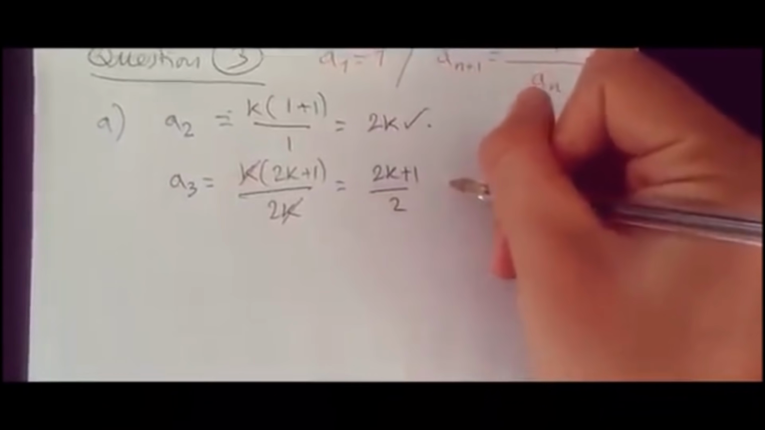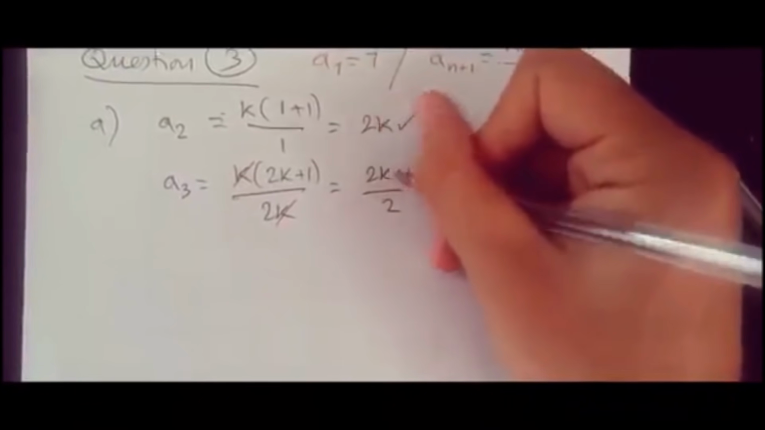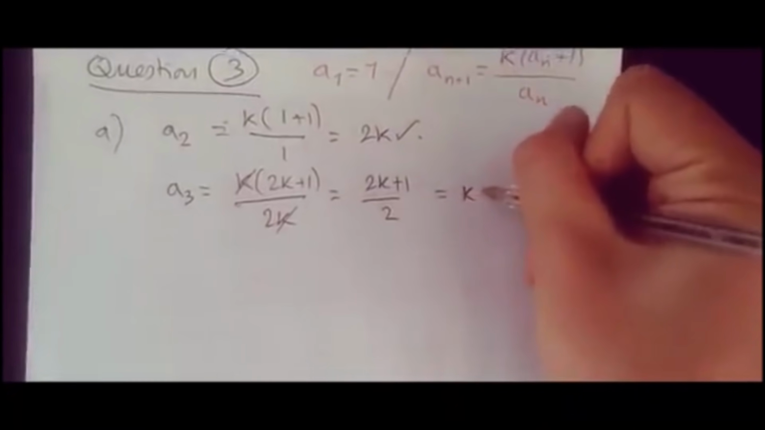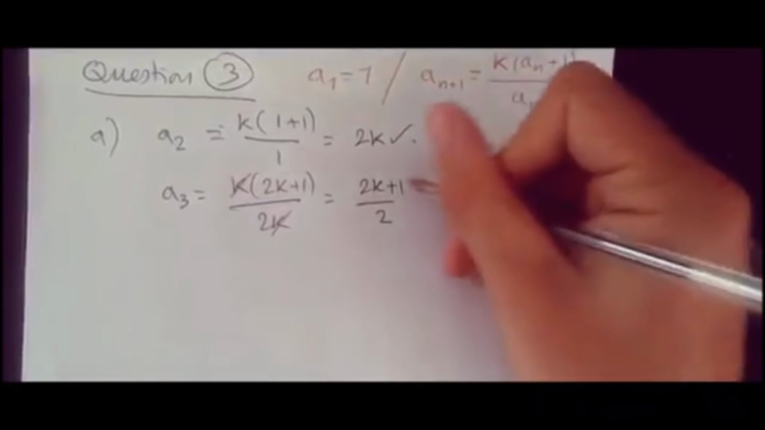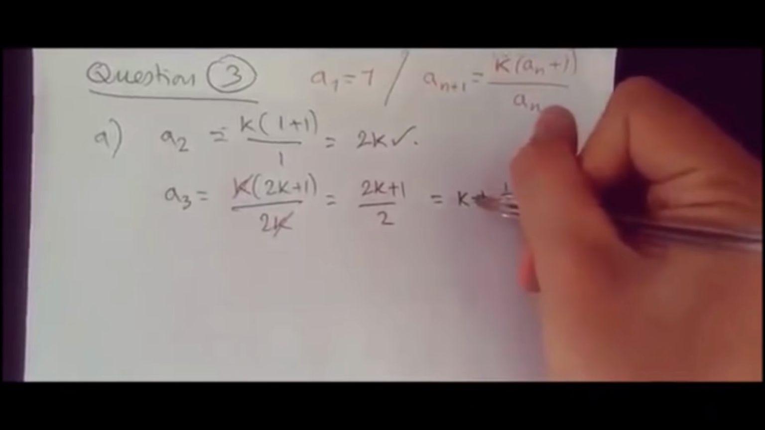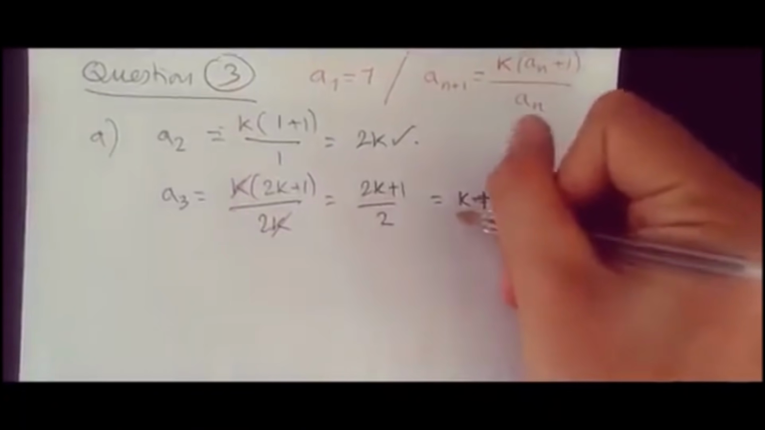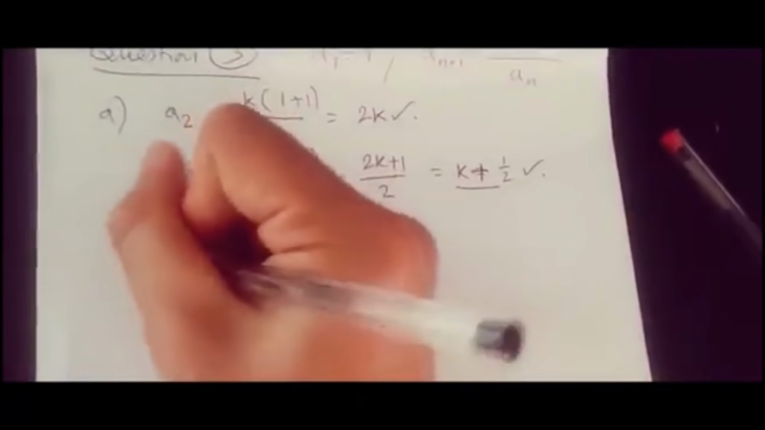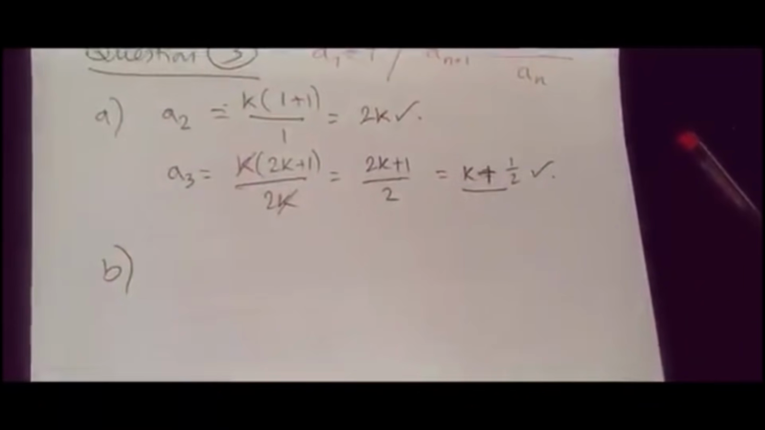This gives us 2k plus 1 over 2. Of course, you can leave it like this, or you can go further and separate them. So 2k divided by 2 is just k plus, and 1 divided by 2 is just half. So the answer would be k plus half. Either one, I believe, should be fine. Now, the second part, B, is another situation.